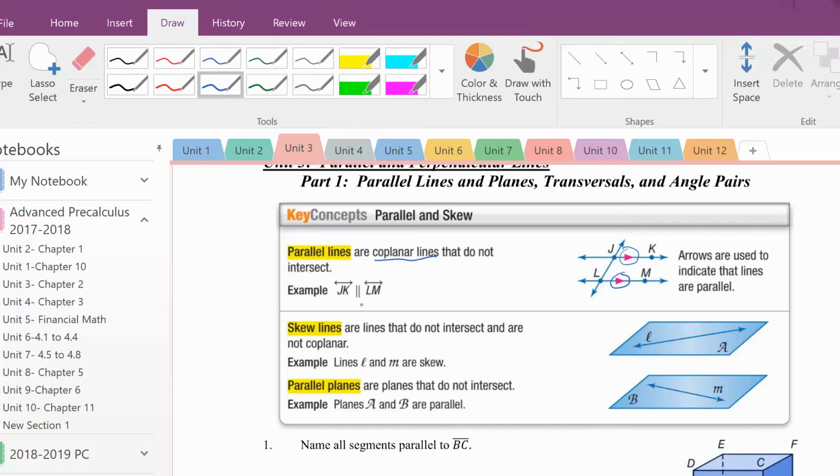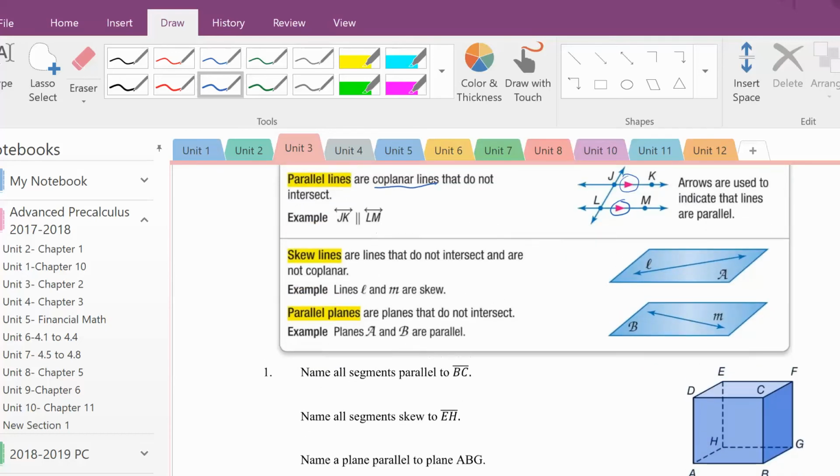So to write that two lines are parallel, you put two vertical lines next to each other. So this means that line JK is parallel to line LM. There are also lines that are called skew lines. They're lines that do not intersect but are not in the same plane.